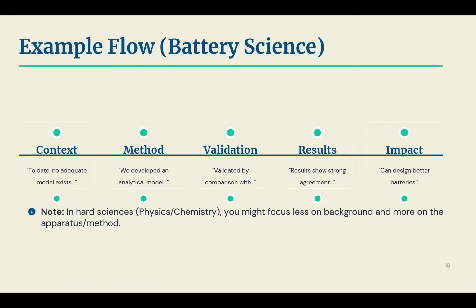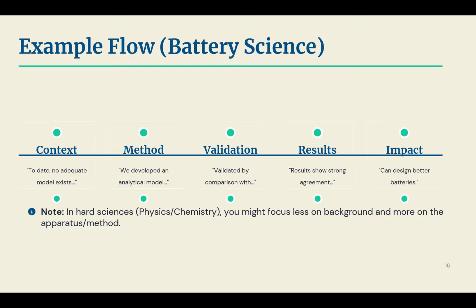You first state the context. To date, no adequate model exists. So you set the gap and then say the method. We developed an analytical model. So the gap is filled by your method. And you say in your findings, you validated by comparison with existing this and that. And then you say your results. What is the strong agreement between what and what? And it tells then what impact it can create? Can design better batteries in future.